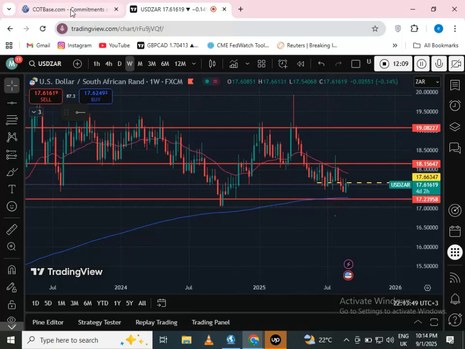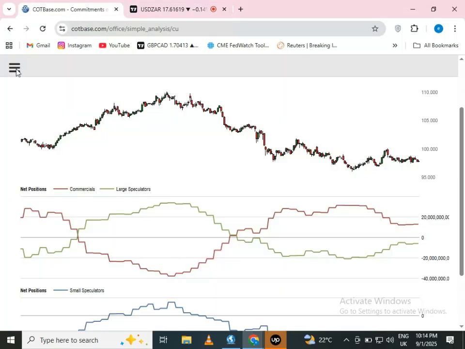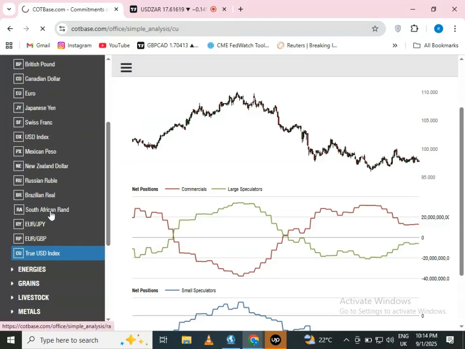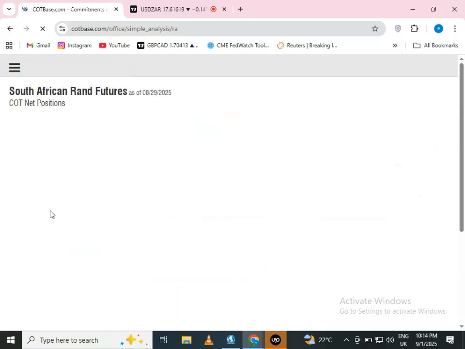So let's look. As you know, the USD has been selling. So let's go direct to the South African rand. Let's look at what the large speculators are doing on the South African rand. It helps us to know how we can position ourselves in this market. So let's look at how the South African rand is doing here.